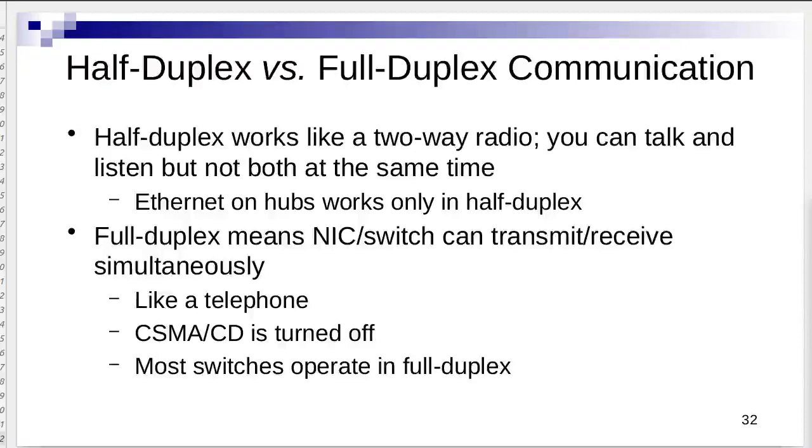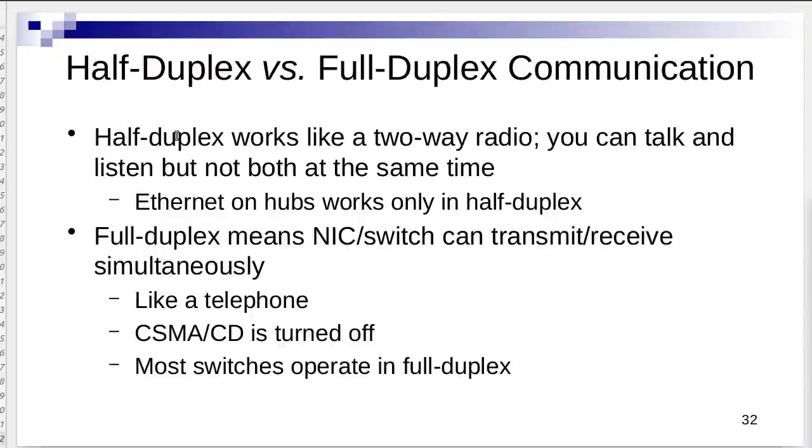So we've talked about half duplex and full duplex earlier, but maybe now it might make more sense. Remember that half duplex is sort of like a two-way radio. You can talk if you press a button, and then you let go of the button and you can listen. So the idea is that you cannot talk and listen at the same time. You can only do one or the other.